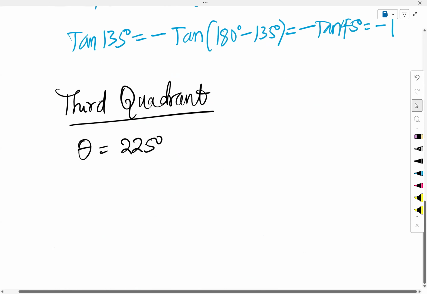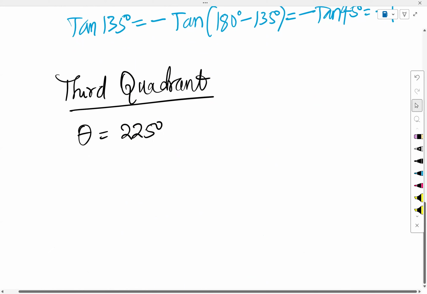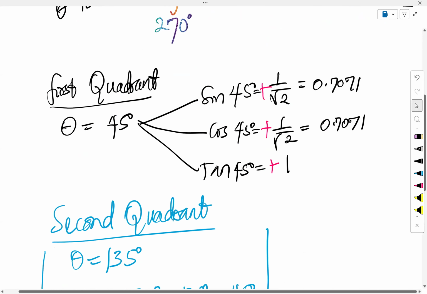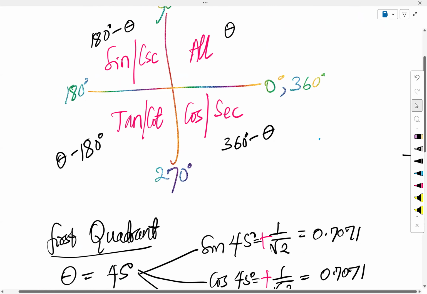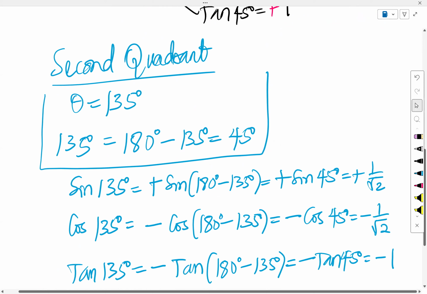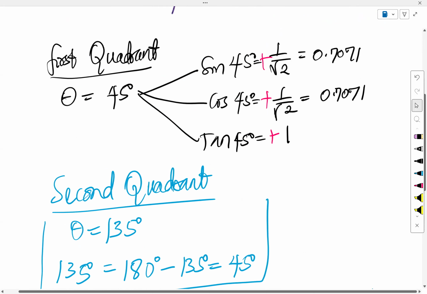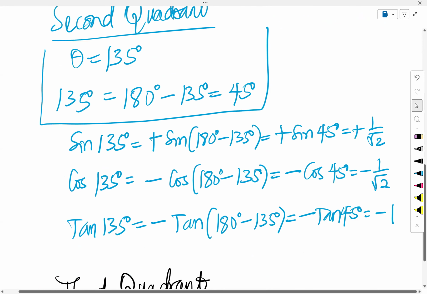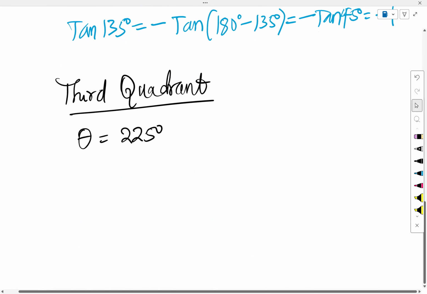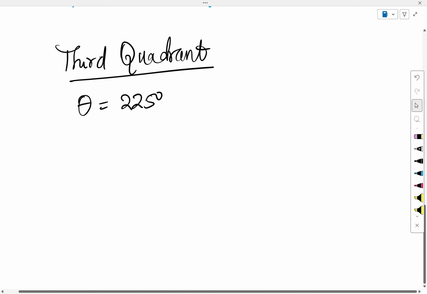So in this case, all you need to know is that in the first quadrant, all are positive. In the second quadrant, only sine is positive. In the third quadrant, only tangent is positive. Very important. So for you to do this now, you want to do two things.